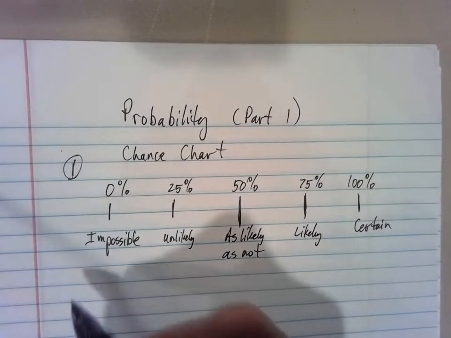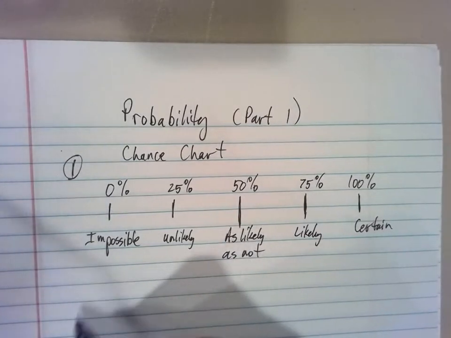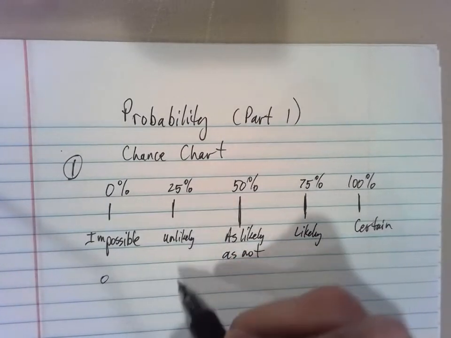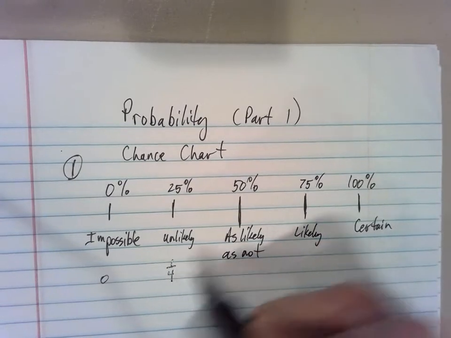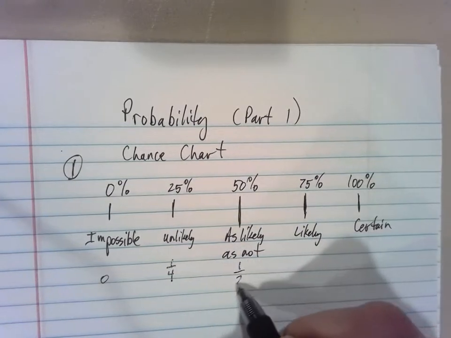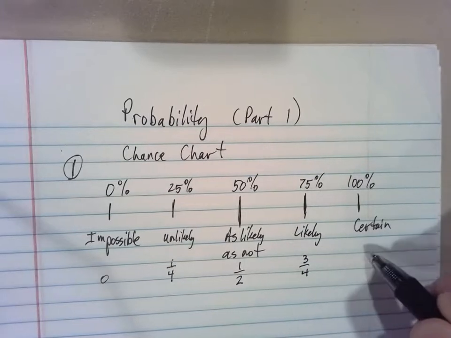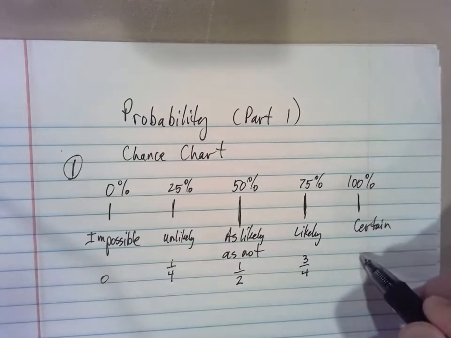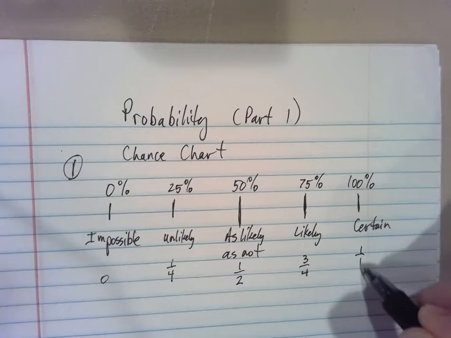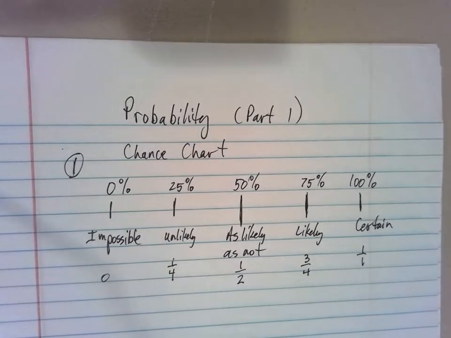Now, the fractions that go with that would be 0 out of something for impossible. 25%, of course, is 1/4. As likely as not would be a half. Likely, 75%, would be 3/4. Certain would be like 1/1 or 4/4 or something like that. It's going to give you 100%. So there's the chance chart.